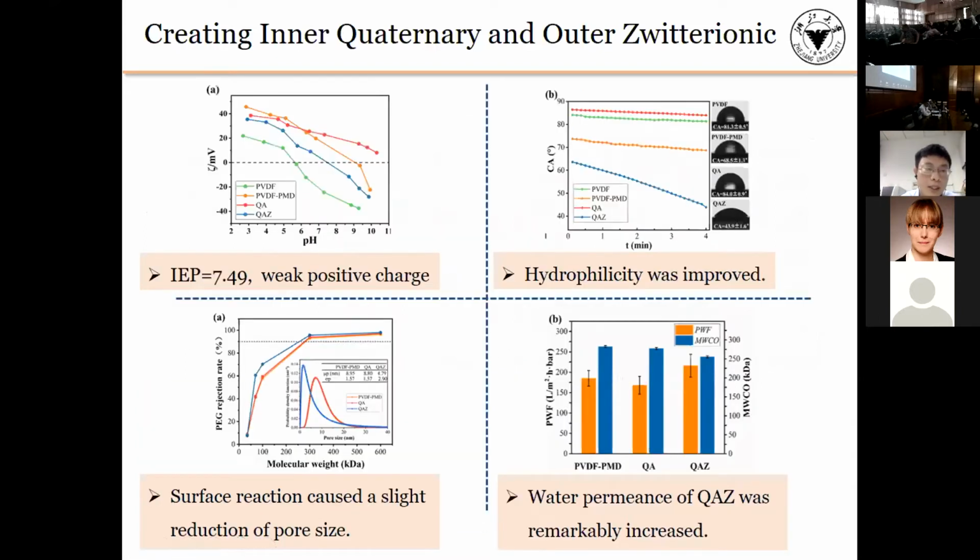Then we calculate the surface charge. Actually, it becomes a much weaker positive charge, and it becomes more hydrophilic because we introduced the zwitterionic polymer, and also the surface pore size is reduced because of the surface grafting process. Most important, although the pore size decreases, the hydrophilicity increases. Actually, the water permeance of the final membrane increased.